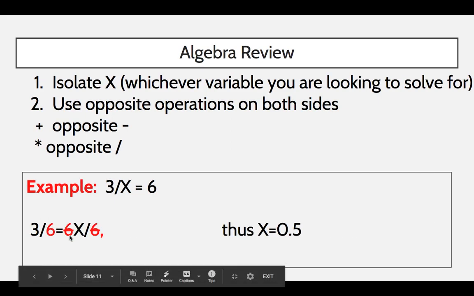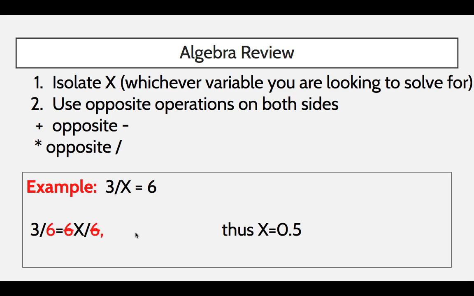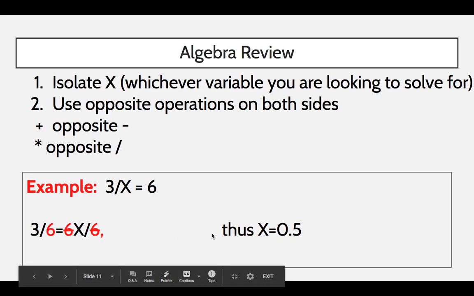So here I divided both sides by 6, and then I canceled out my 6. And I ended up with x equals 3 over 6, which is the same thing as 1/2, or the same thing as 0.5.